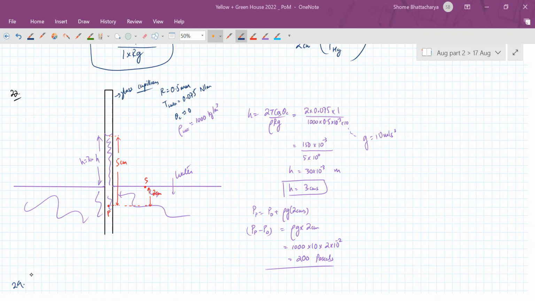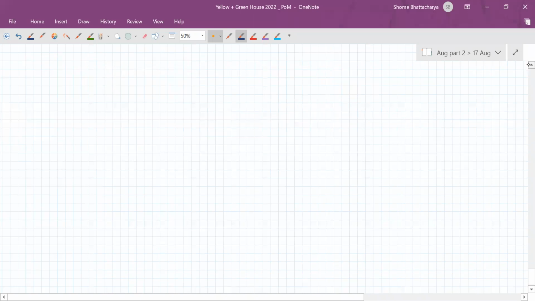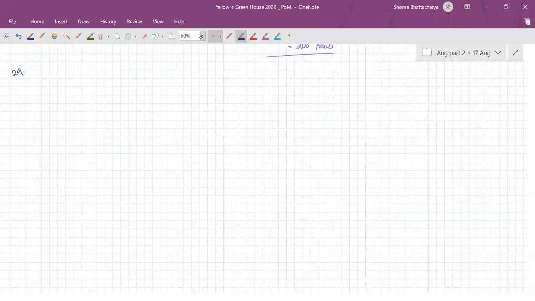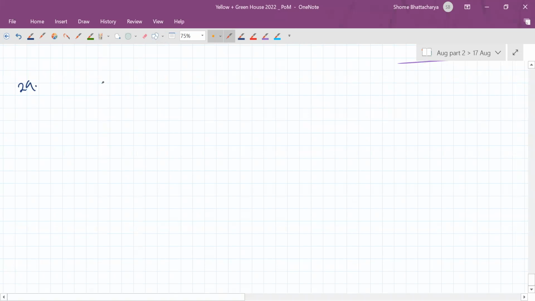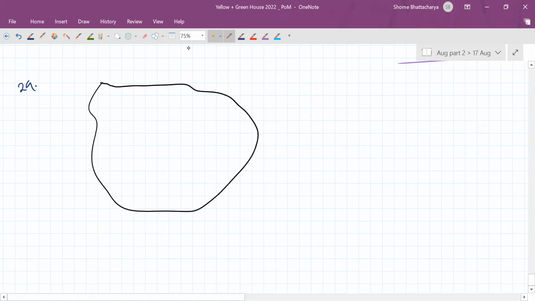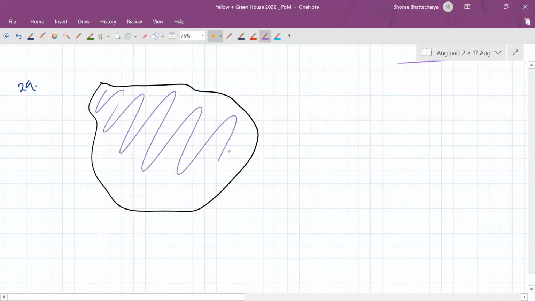Okay, so let's go through question number 29 again. So what is happening in this is you take a wire frame and you create a film of soap solution in it. So let's say this is your overall wire frame and you dipped it inside soap solution and brought it out. So there's a film of soap. So this is a soap film.